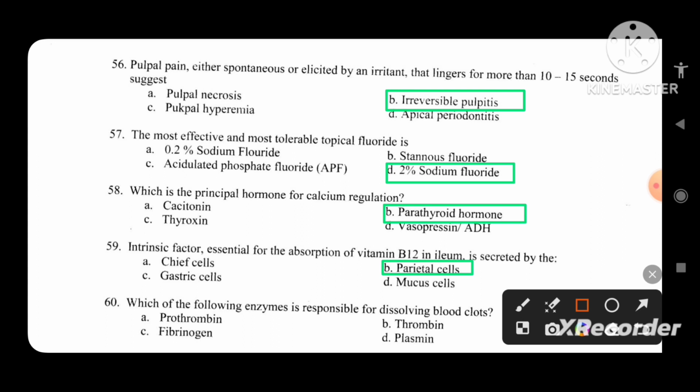Which of the following enzyme is responsible for dissolving blood clots? Options are prothrombin, thrombin, fibrinogen, or plasmin. And the correct answer is plasmin. Plasmin enzyme is responsible for dissolving the blood clots.